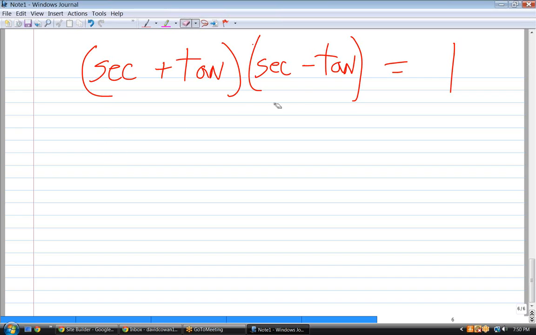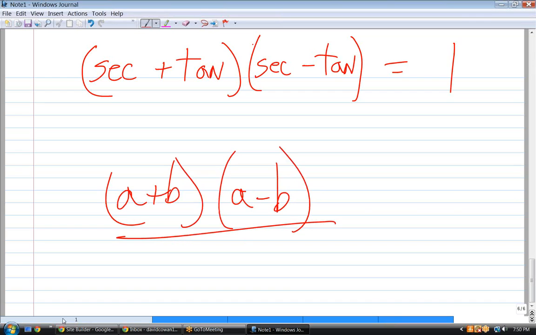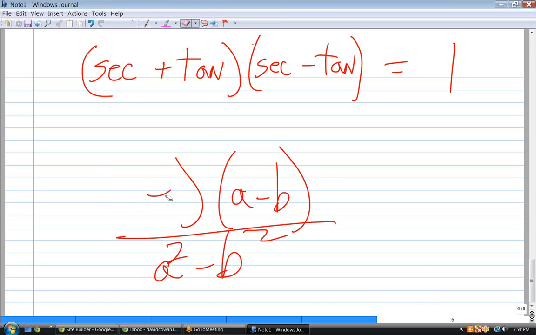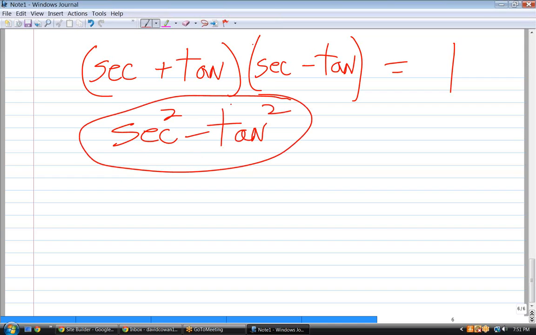Wait, no. Let me suggest an easier way to do this multiplication. You're looking at the difference of squares factored, right? In other words, you're looking at a plus b times a minus b. Well, what is that when we multiply it together? It's a squared minus b squared. So if you recognize you're looking at it factored, then putting it back together is pretty simple. It's secant squared minus tangent squared. Yep. And now we need to make that look like 1.